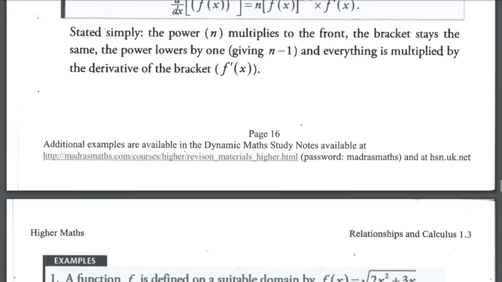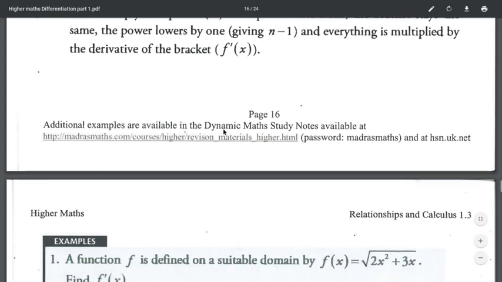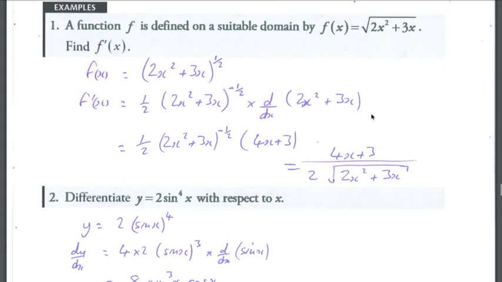where is it up here? Here we go. The power multiplies to the front, the bracket stays the same, the power lowers by 1, and everything is multiplied by the derivative of the bracket. So power to the front, reduce the power by 1, 1/2 minus 1 whole is 1/2 minus 2/2, which is negative 1/2. So I have a half bracket to the negative 1/2. This bracket does not change. Multiplied by the derivative of the bracket.